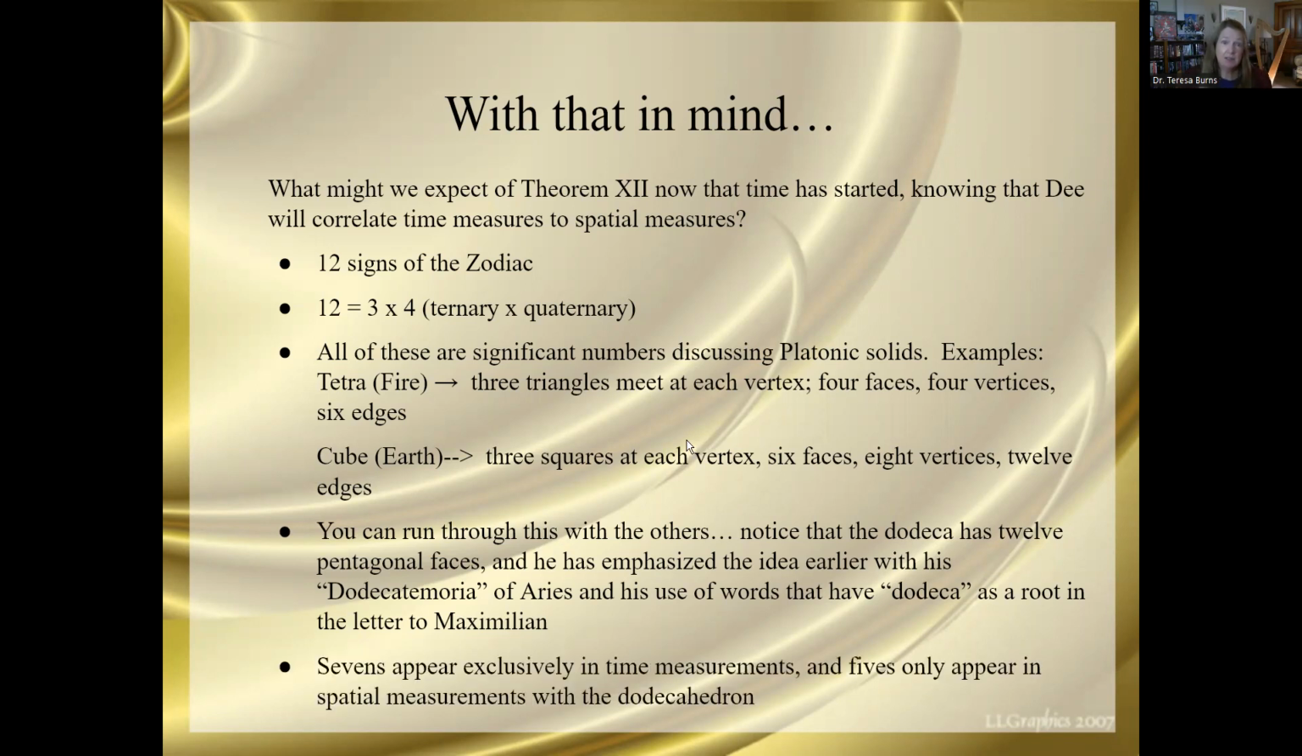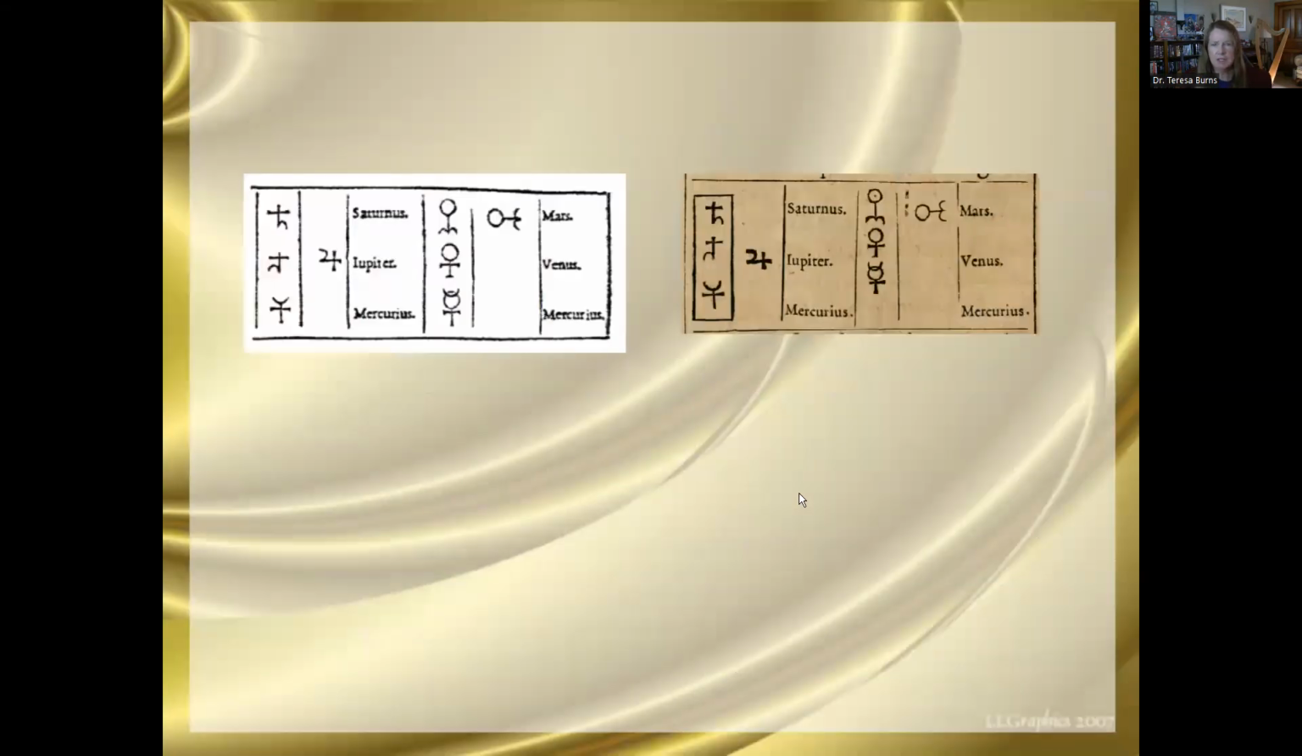Now, 7s, and Dee is kind of obsessed with 7s, seem to be used exclusively in time measurements. 7 days of the week, also the 7 classical planets, which, as you remember from the Timaeus, in the world of being, then that image is received by this receptacle that, scholars have debated for 2,000 years what the receptacle is, but it receives images, we know that, and then the world of becoming starts. And the 7 planets, gods and goddesses, are there to restore order from the chaos. 5's the only one you do get in spatial measures, but mainly with, well, only with the dodecahedron.